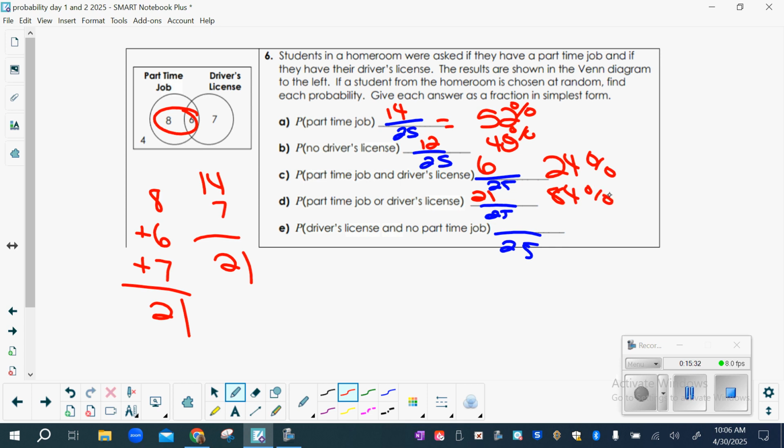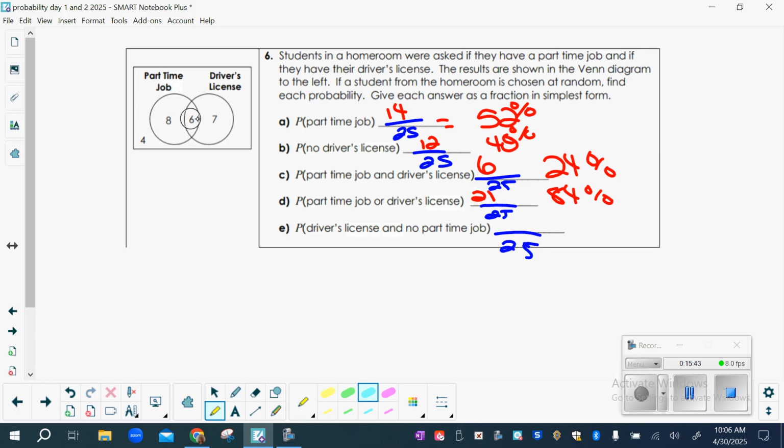And finally, love the last one. You have a driver's license, but you don't have a part-time job. So you have to have a driver's license. You're these people, you have a driver's license, but no part-time job. What I'm going to do? I'm going to get rid of these guys. So it is 7. Wait, oh, I got 7. I think. Are we good?